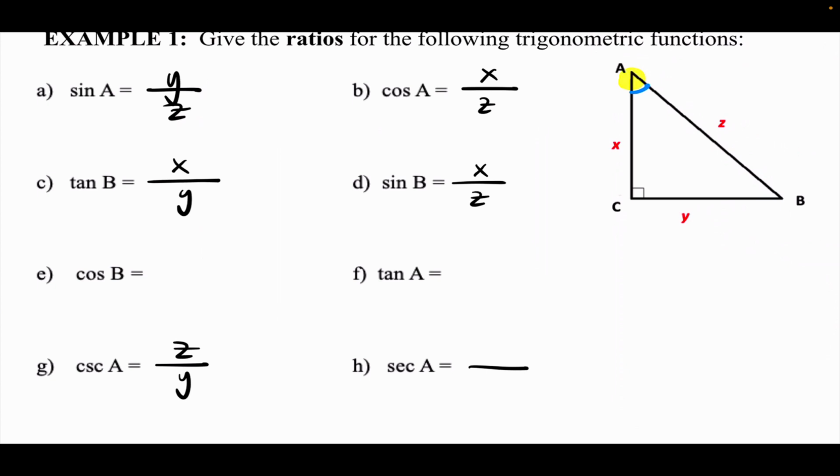There we go. Okay. Secant is hypotenuse over adjacent. So I'm still at A. Hypotenuse is still Z. Adjacent is X.